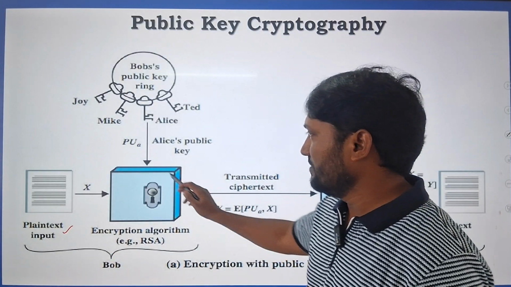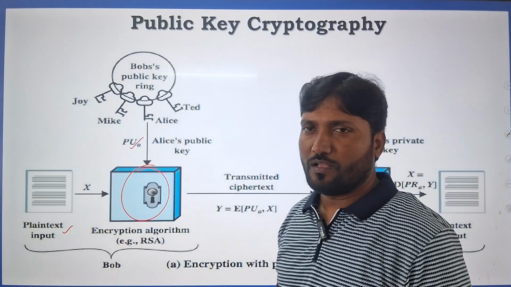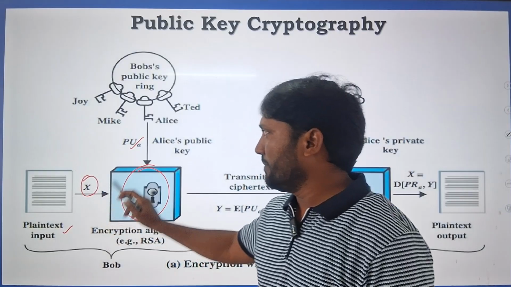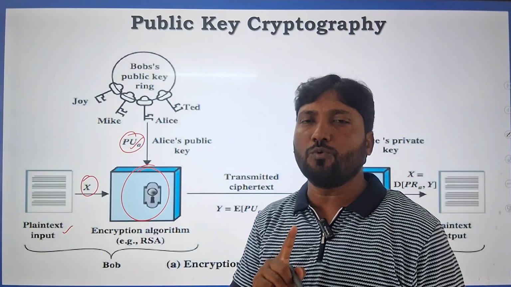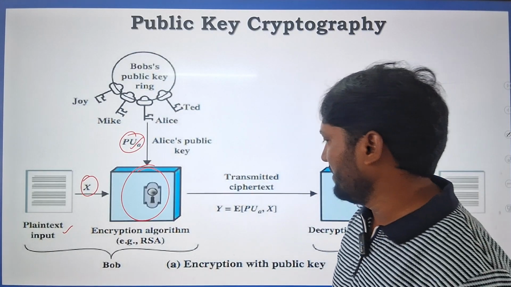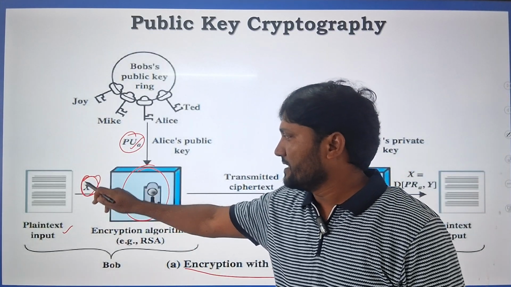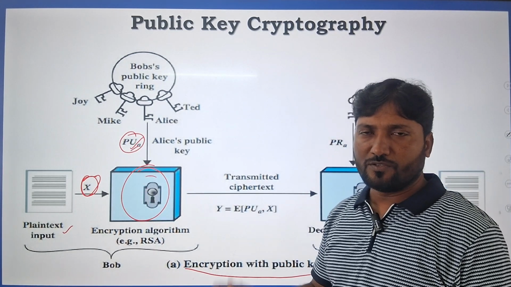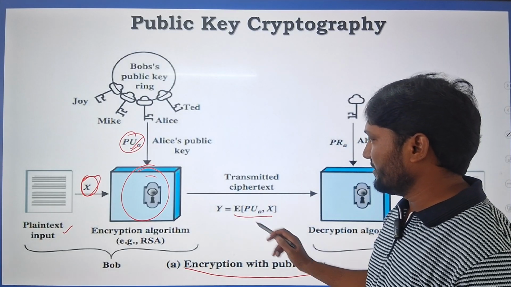Now here we apply encryption by using the public key. Suppose this message is encrypted by using a public key; definitely we require a private key to decrypt the message on the receiver side. That is the simple thing here: encryption with public key. That means this data is encrypted by using the public key of the receiver, so we get the ciphertext here.